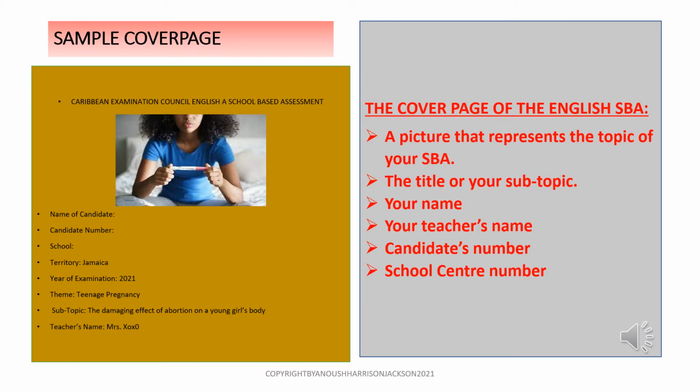When you say school center number, we're talking about this here. And then she has the territory, year of the examination, the theme, the subtopic, and the teacher's name. But your cover page should have the following. Again, a picture that appropriately depicts your subtopic, title or subtopic, your name, your teacher's name, your candidate's number. Candidate's number is a must, so you need to leave a space for that, and your school center number.